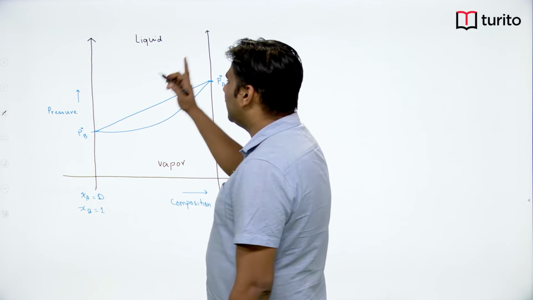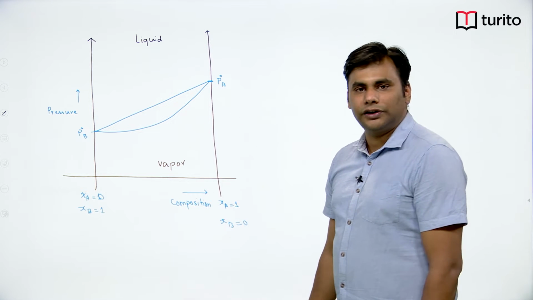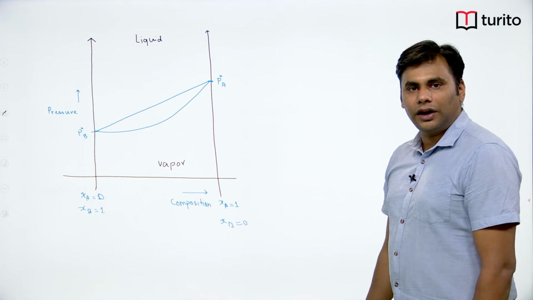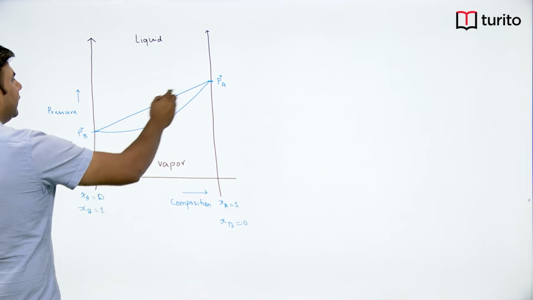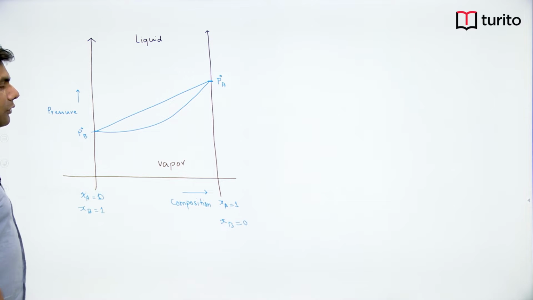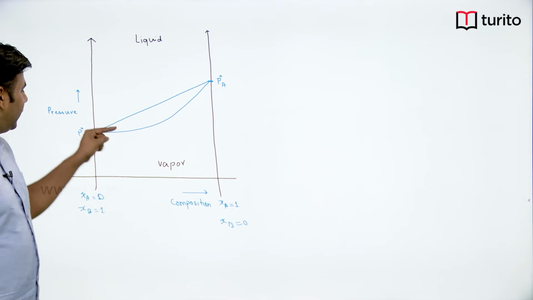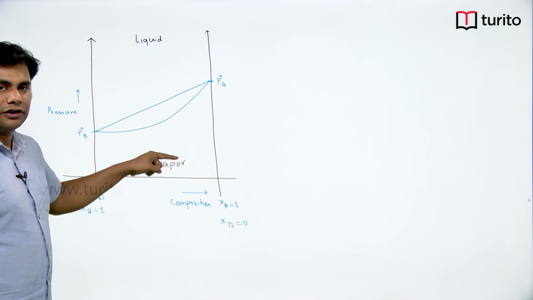So basically in this graph we are showing that at very high pressure the liquid state exists, and at very low pressure the vapor state exists. This line represents the boundary for the liquid. This will be called the liquidus curve, and this curved line is representing the demarcation for vapors.